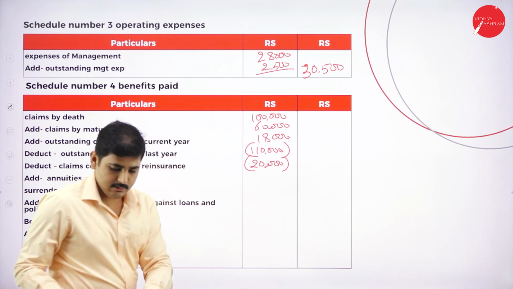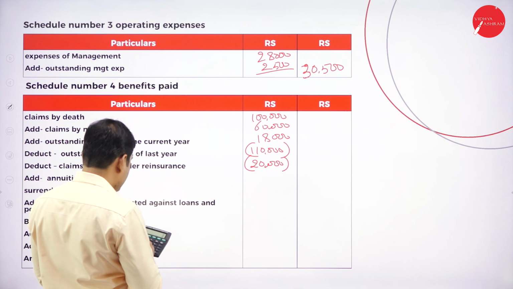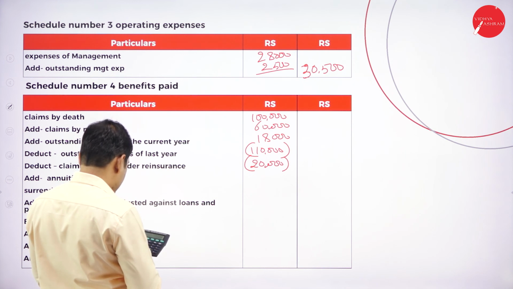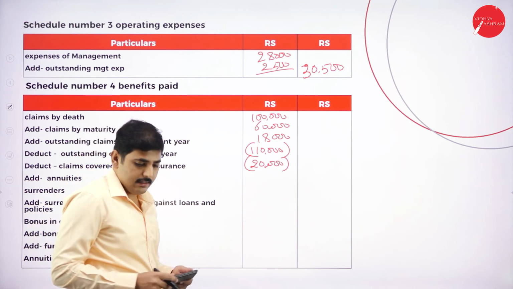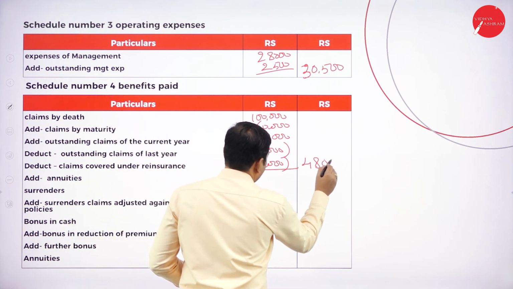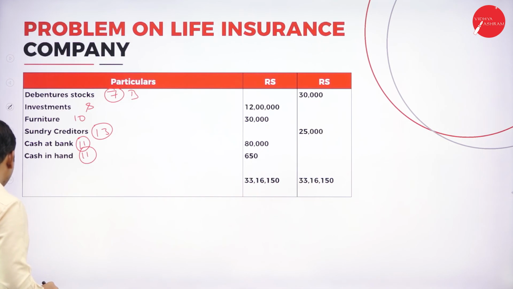So let's show the amount. 1 lakh plus 60,000 plus 18,000 minus 1,10,000 minus 20,000. So it is 48,000. Now it is 48,000.